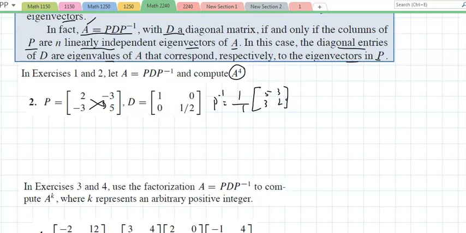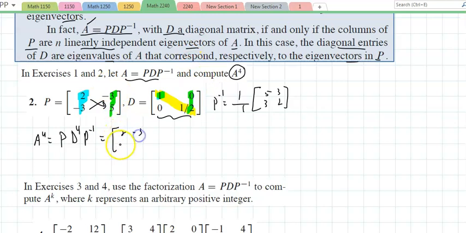There it is. So if I want A to the 4th, that would be P, the diagonal to the 4th, P inverse, provided those are, and they tell you that's what it is, provided these are the eigenvectors corresponding to eigenvalues. Let me recap. These are the eigenvalues corresponding to these eigenvectors. And I'll show you a problem really quick. So P is actually 2, negative 3, and negative 3, 5, multiplied by 1, 0, 0, 1 half, multiplied by 5, 3, 3, 2.